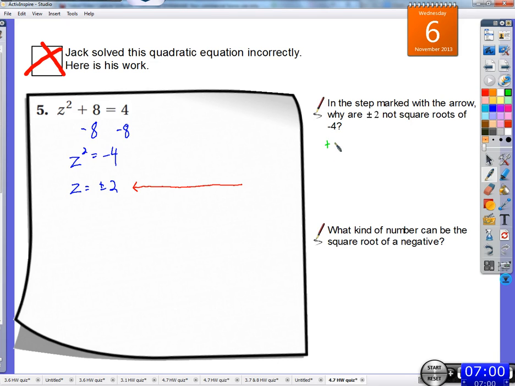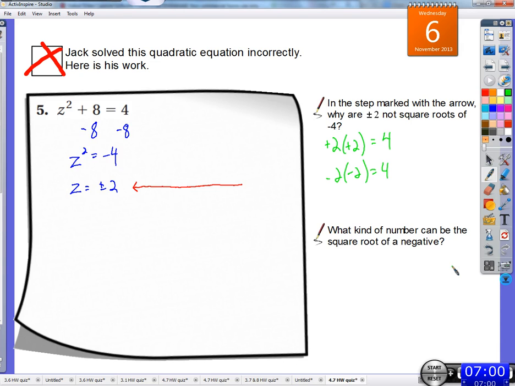So if a positive 2 times positive 2 equals positive 4, negative 2 times negative 2 equals positive 4. We can't get a negative 4, and those are our only ideas. Right? We need two identical numbers multiplied together to get 4. So to be more specific, though, not nothing. It's not nothing. It's no real number can be this, right?